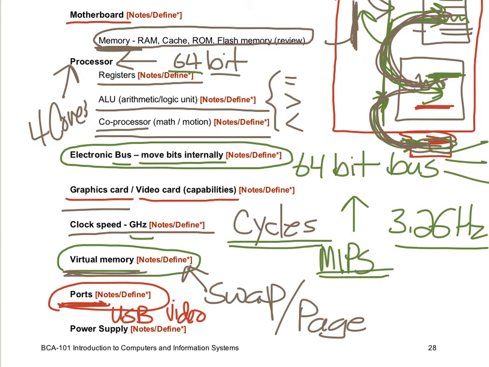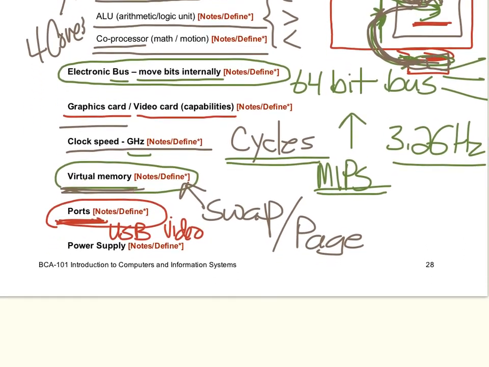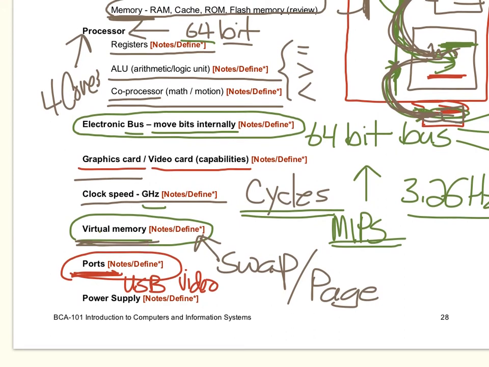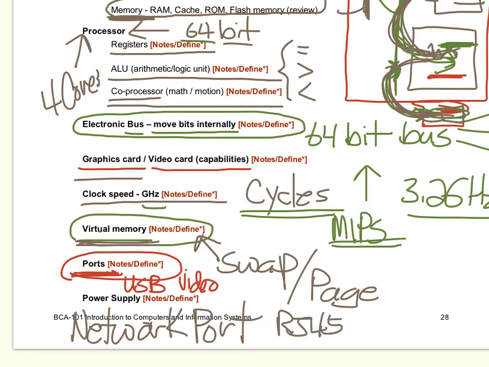Almost all computers nowadays, not all, but almost all, would have a network port. Let's mention that. I'm going to scroll this up. So they could have a network port, which would be an RJ45, which would allow you to connect a network cable to that port.